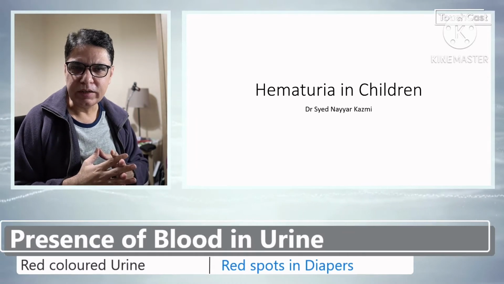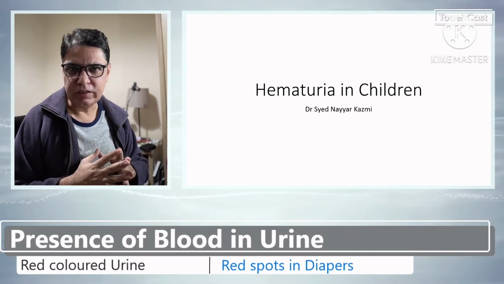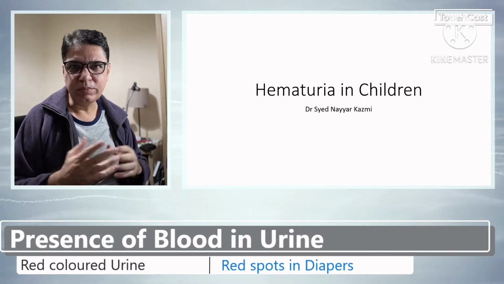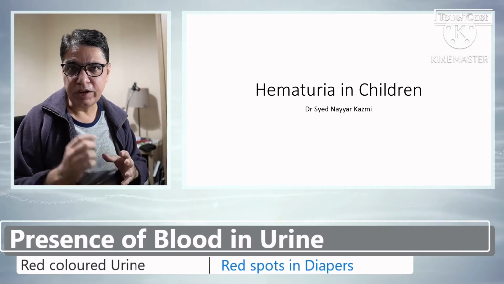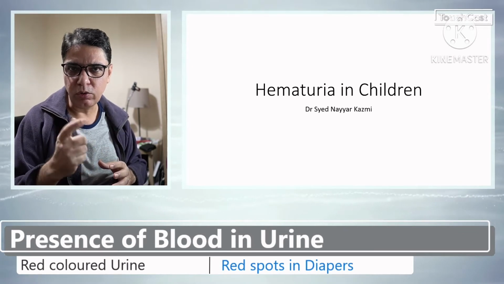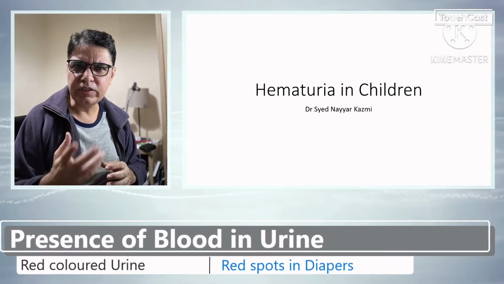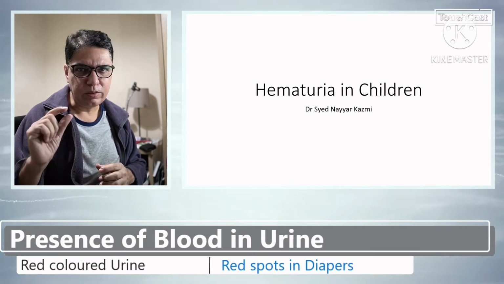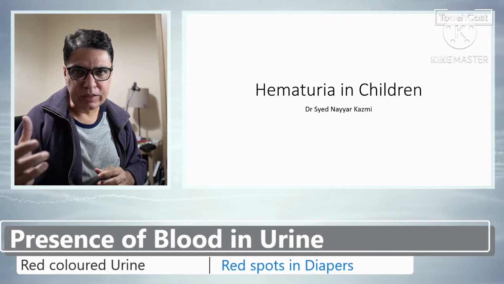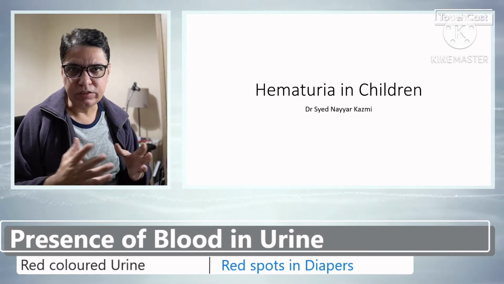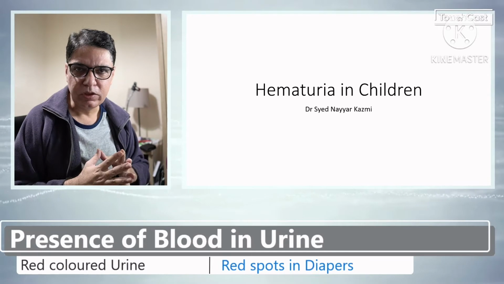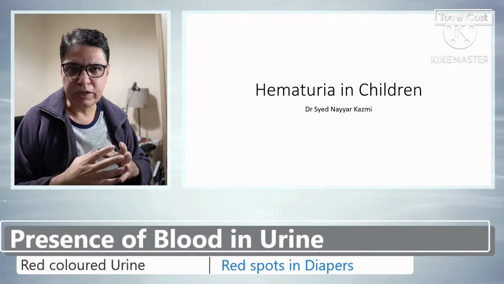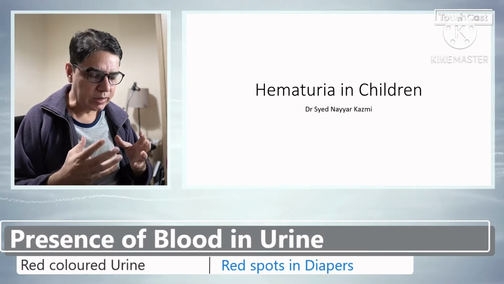So either the parents tell us that they have noticed that the child is passing red color urine, or sometimes they would say that the child is passing very dark colored, tea colored or cola colored urine, or sometimes they would say that they have found red spots in the child's diaper, and they think it's blood in the child's urine. So that's how most of the time the problem of hematuria in children presents to us in the clinics.